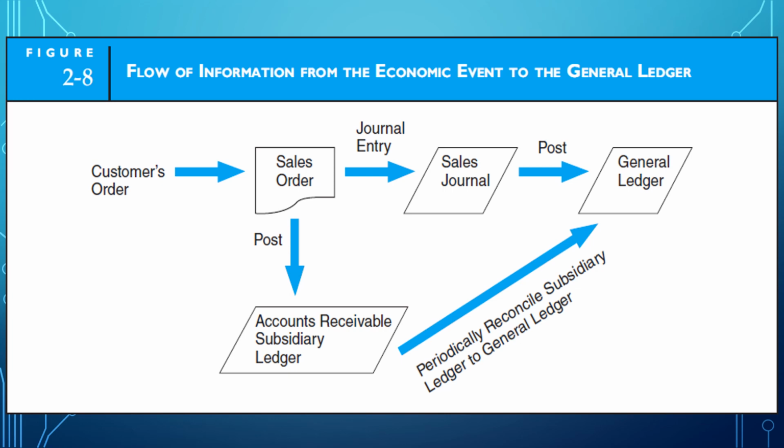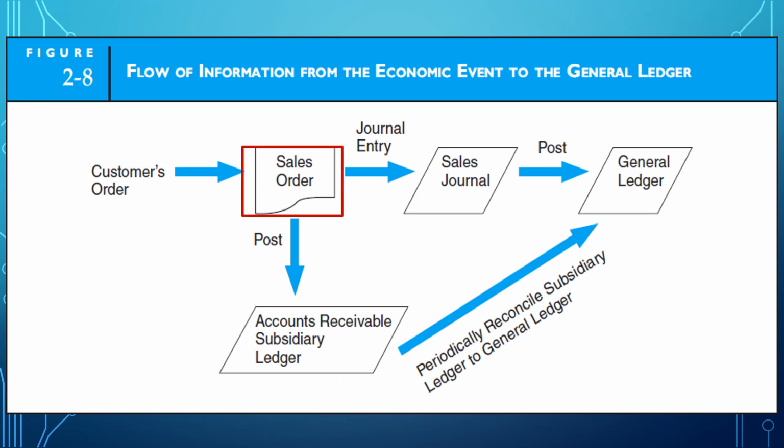Now let's have a look into the flow of information from the economic events, from the source document up to the end in the general ledger. So this figure illustrates a holistic process of recording and processing the transaction, from the starting point, the input of the source document, up to the end, the posting to the general ledger.